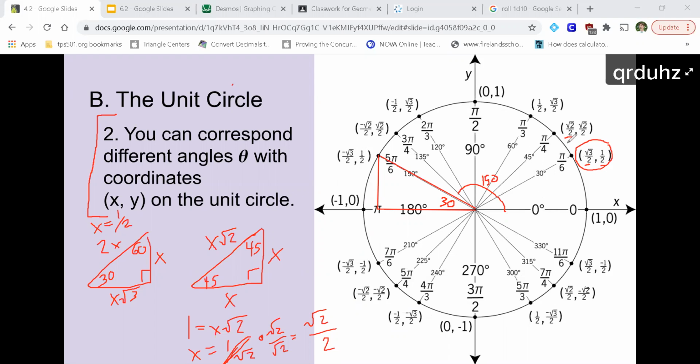So all you really need to be able to do to recreate this unit circle is know the answers for the 30-degree triangle and the 45-degree triangle. And from that, you can build the 60 and all the ones in the second quadrant and the third quadrant and the fourth quadrant.